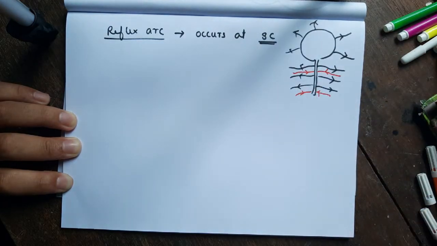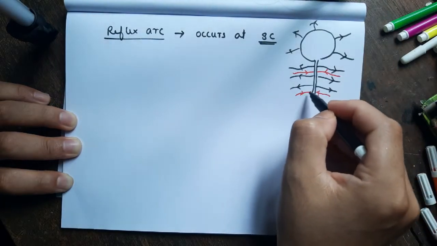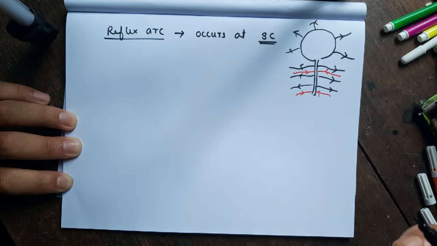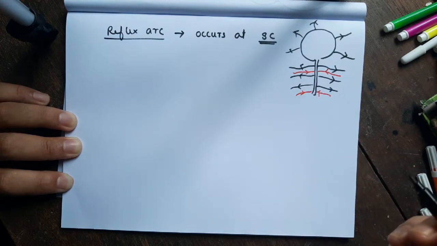So if the question comes, why does the reflex arc occur at the spinal cord, what we will write is: because all the nerves coming from the body, those red colors, at first enter the spinal cord, and it's the first place where all of them meet together. So this is the best place for the reflex arc to occur, to send back the information for the reflex action. I hope you understood this part.